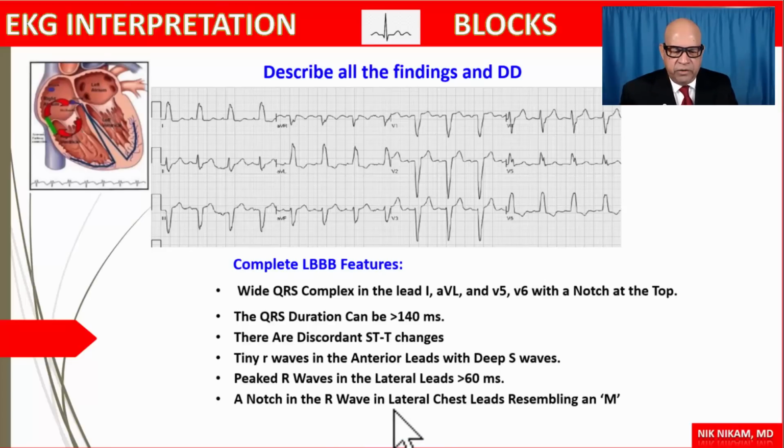The notched R waves in the lateral chest leads may resemble an M, as you can see here. Of course, we may not be seeing that in this particular tracing in the lateral chest leads. So always remember these findings, and when you see a constellation of all these findings, think about left bundle branch block. When you see left bundle branch block, you describe all the findings.